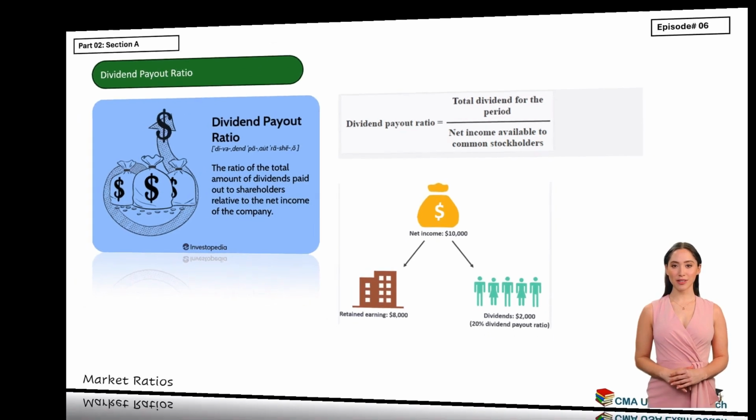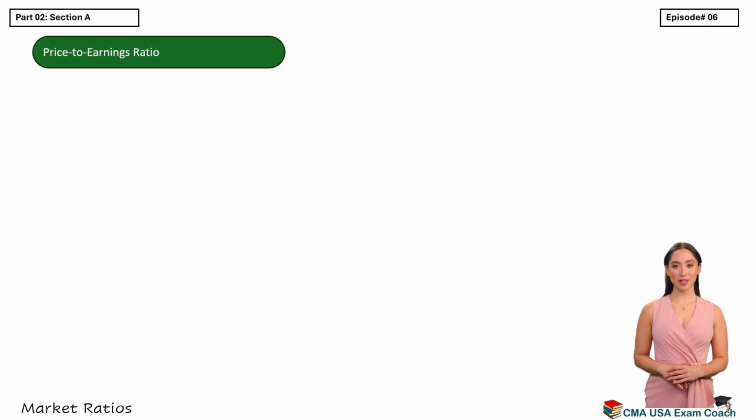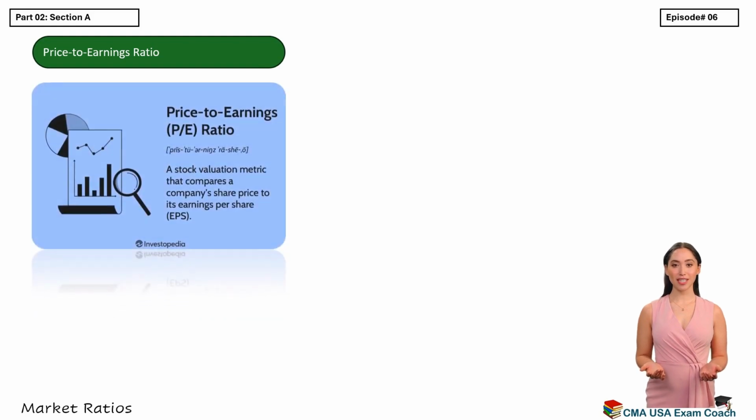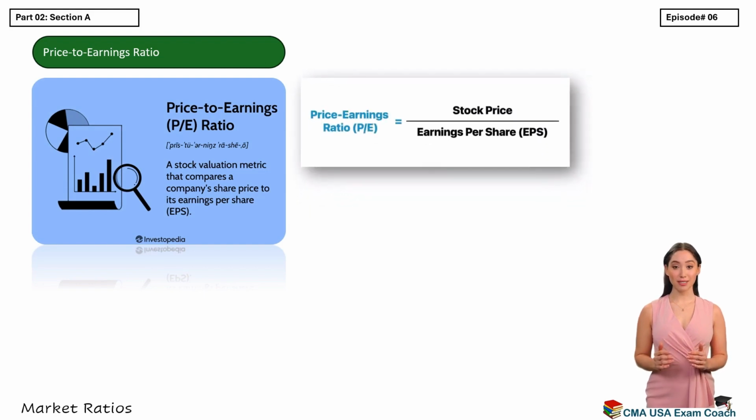Next, let's talk about one of the most widely used market ratios, the price-to-earnings ratio, or simply the PE ratio. The PE ratio tells us how much investors are willing to pay for each dollar of a company's earnings. It helps evaluate whether a stock is overvalued or undervalued based on its earnings. Here's the formula. PE ratio equals market price per share divided by earnings per share.